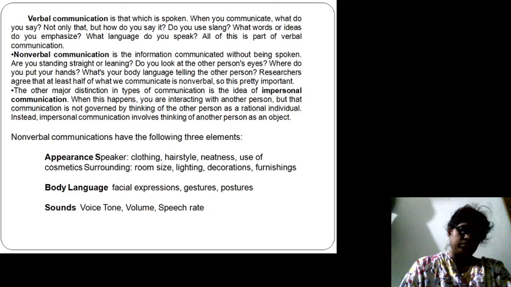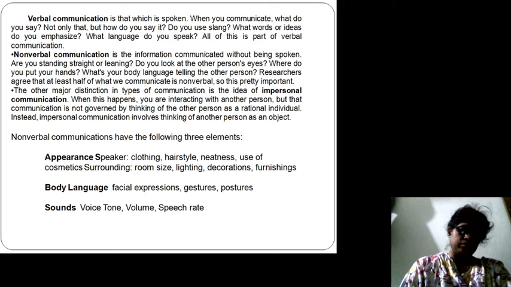Verbal communication is that which is spoken. When you communicate, what do you say? Not only that, but how do you say it? Do you use slang language, meaning some language that is not beneficial from the official point of view, some rough language? What words and ideas do you emphasize? What language do you speak? All of it is a part of verbal communication.